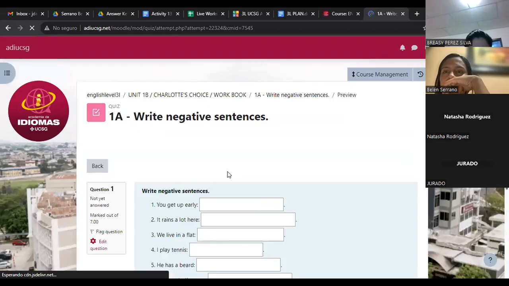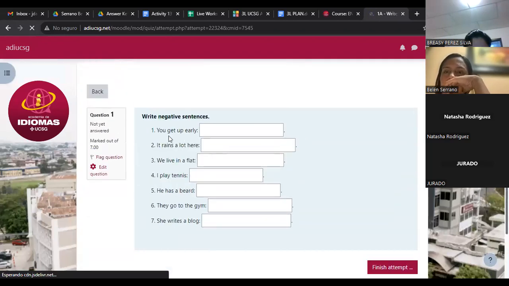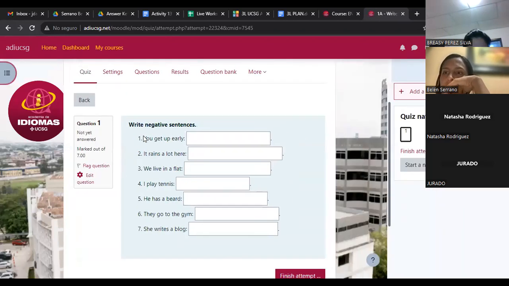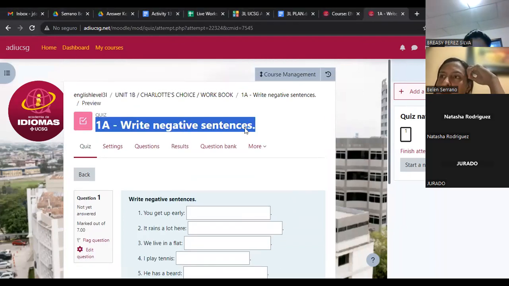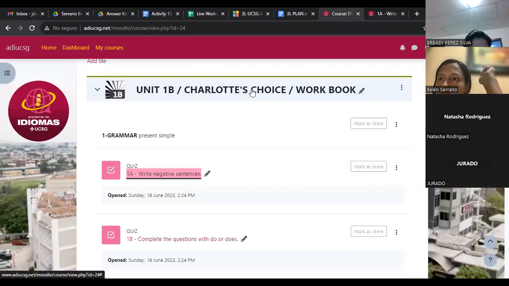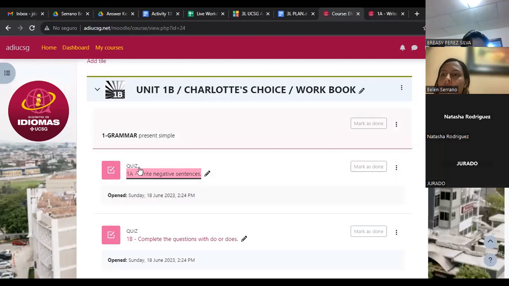Now, what do we have to do in here? You need to transform these sentences into negative. Okay? Recuerden utilizar las contracciones que son don't or doesn't. Repito, este es el workbook de la unidad 1B. You have Unit 1B, Charlotte's Choice workbook, and we have the first activity from the grammar section.